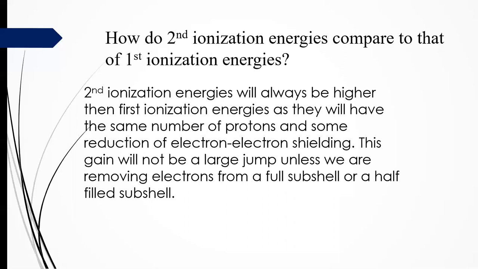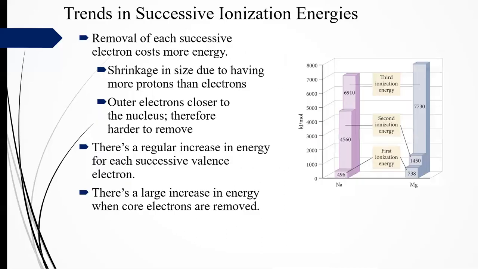Because after we remove that first one, we've removed some of that electron-electron repulsion. And so there's always going to be a jump in its energy. It's always going to be harder to remove it the second time. But sometimes when we remove another electron, there's a huge change in that energy. That's because we might be removing that next electron from a full subshell or a half-filled subshell, and that makes it significantly harder. And so we track that for successive ionization energies, and it helps us identify elements.